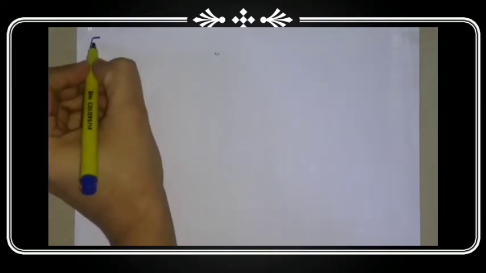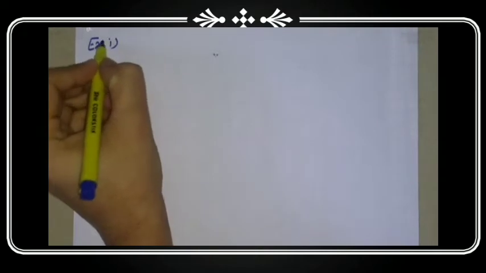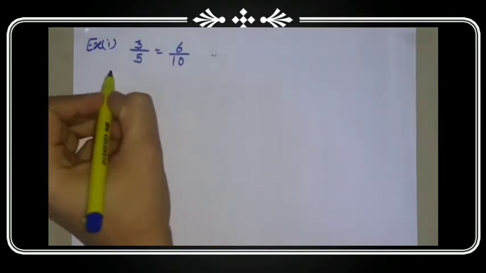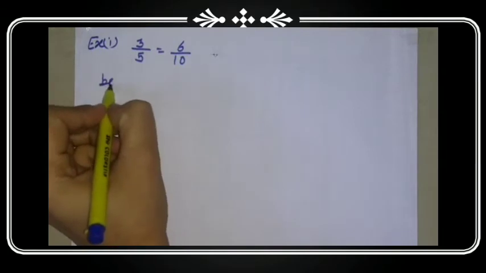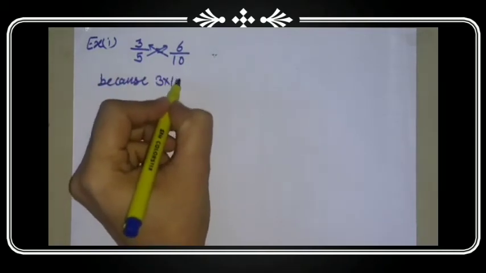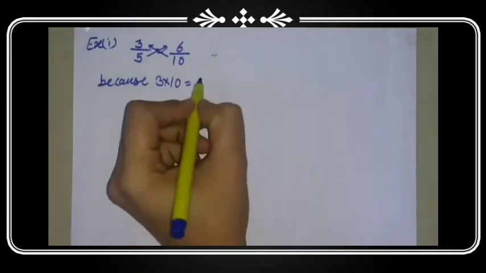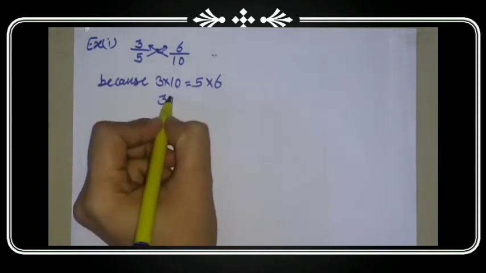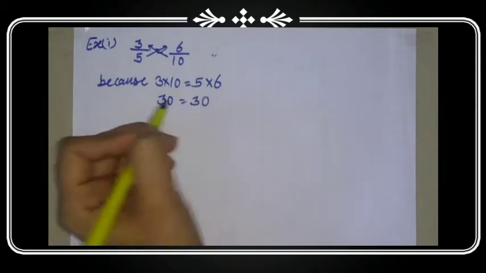For example, of the first relation: 3 divided by 5 equals 6 divided by 10, because by cross multiplication, 3 into 10, 5 into 6; 3 tens are 30, equal to 5 sixes are 30.